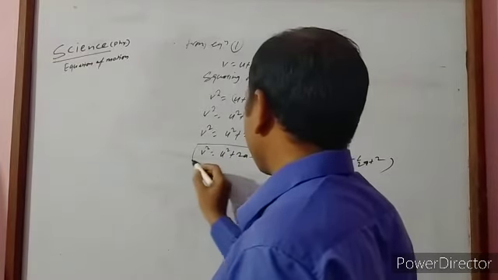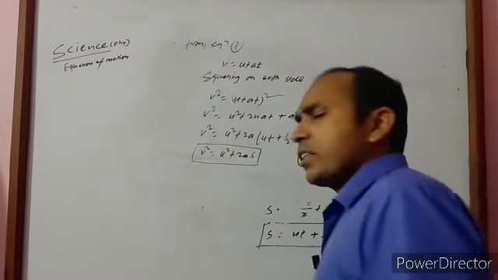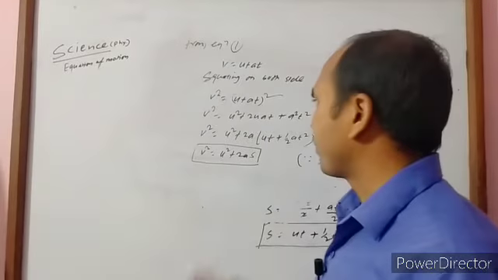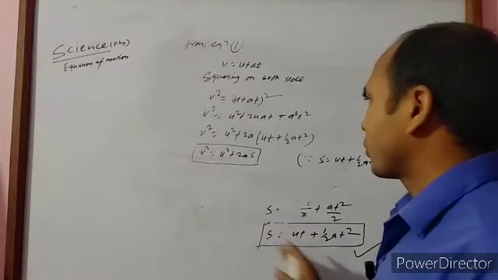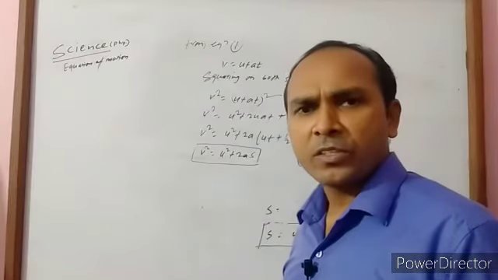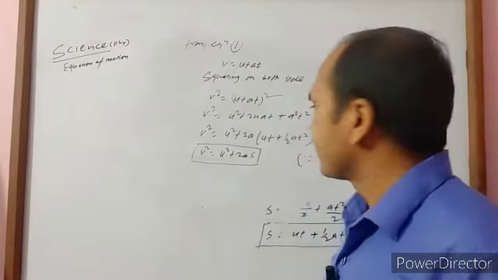This becomes another formula. Okay, in this way the three formulas of equation of motion are: v is equal to u plus at, s is equal to ut plus half at square, and v square is equal to u square plus 2as. Okay.